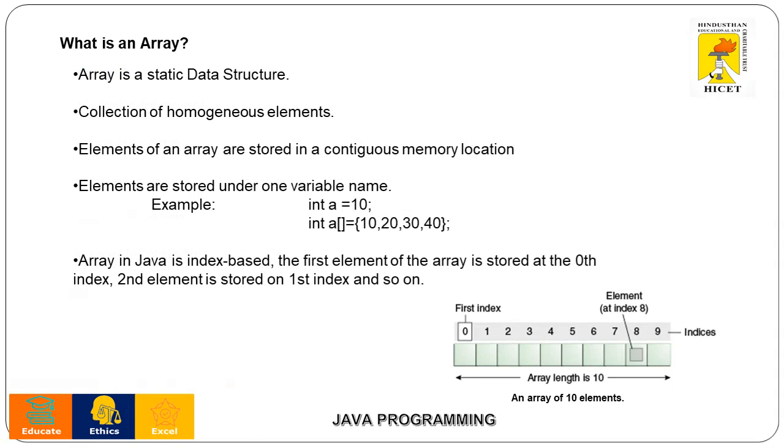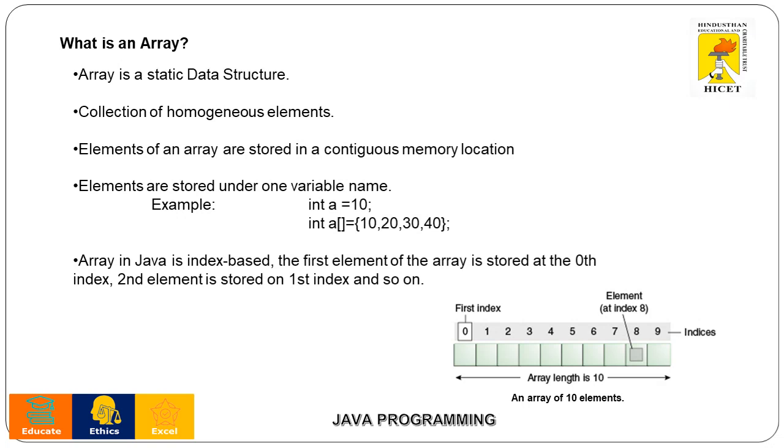What is an array? Array is one of the static data structures. It is a collection of homogeneous elements, which means that it can hold only similar data elements. All elements are stored in contiguous memory location. In other words, we can say all elements are stored in sequential memory location. In an array, we can store more than one value under one variable name.